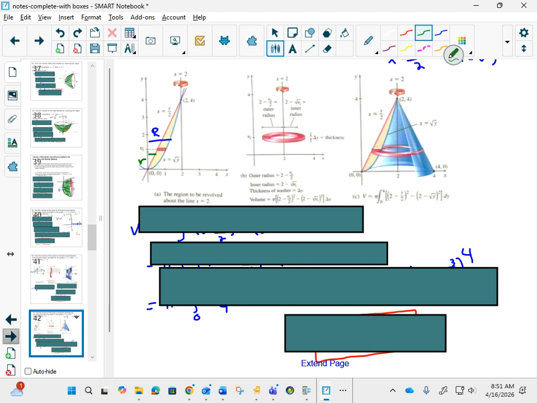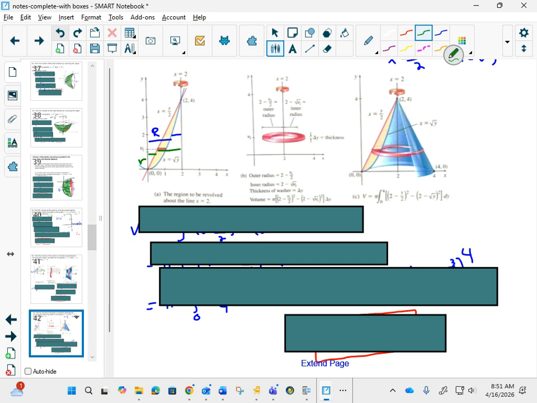Okay? But now, I'm rotating around x equals 2. So my big radius around the y-axis is actually this part there, my small radius. And my green line, and I'll draw it just above, just like I did the other one. Oh, that's not just above.